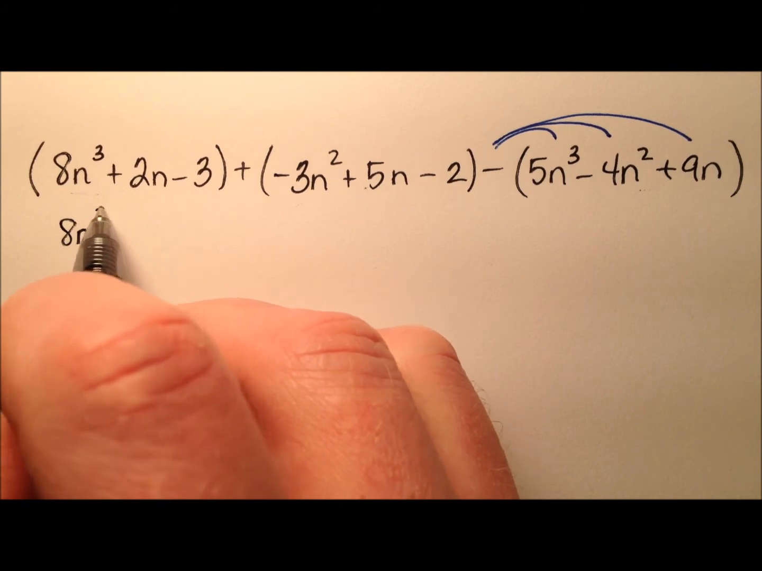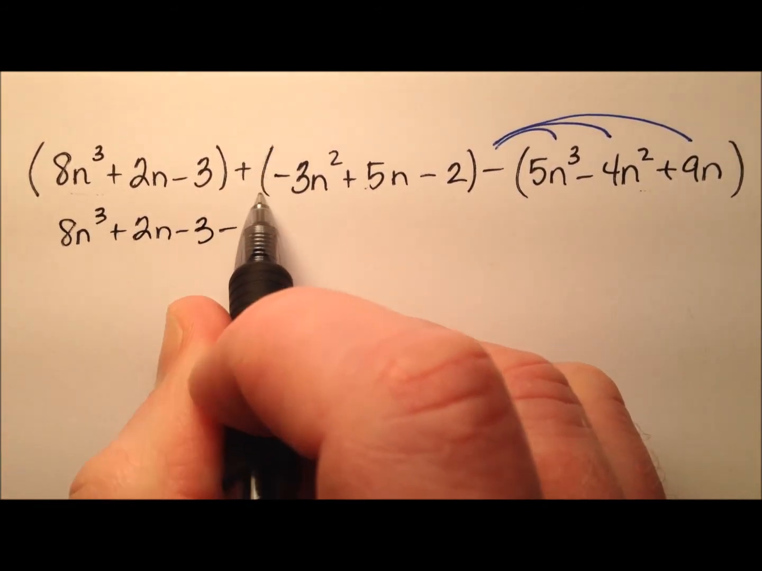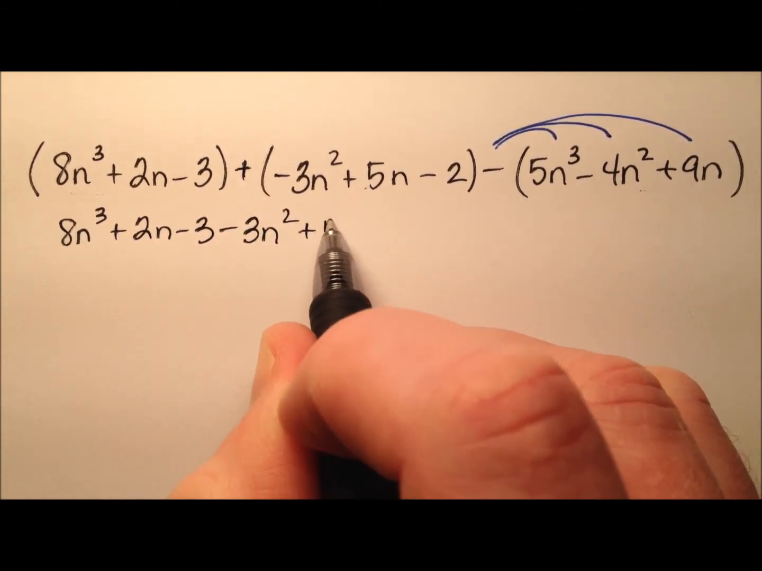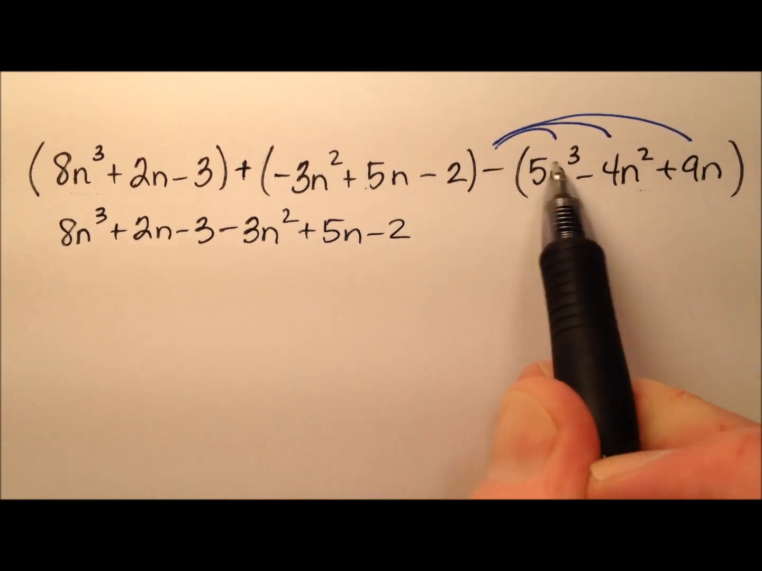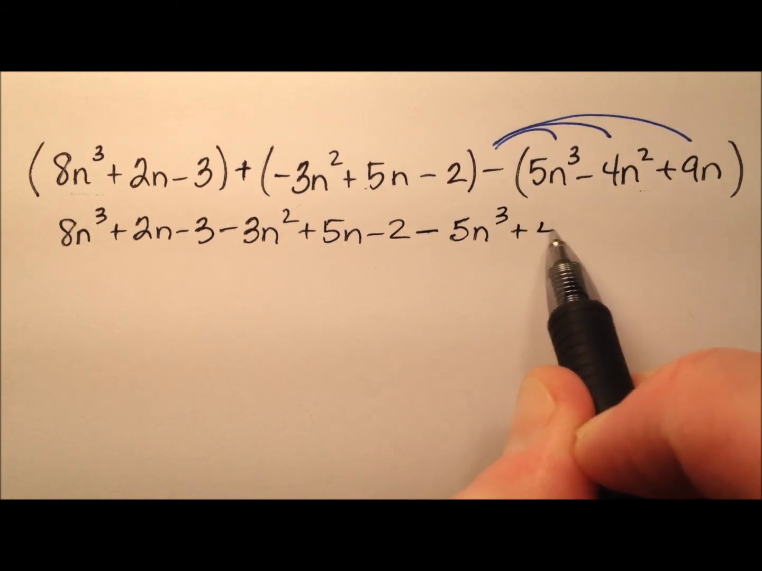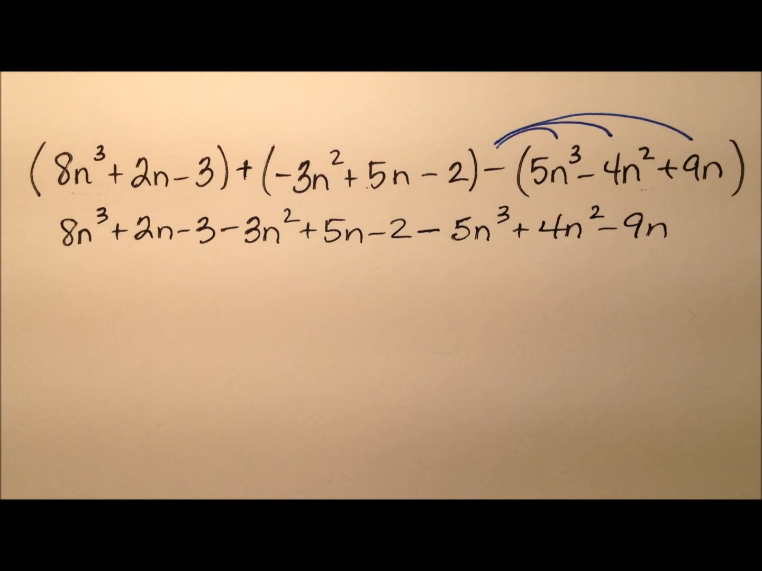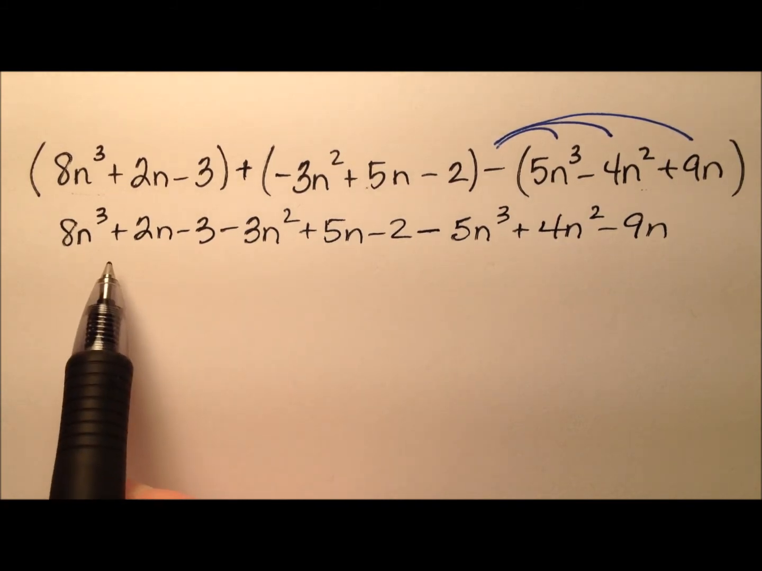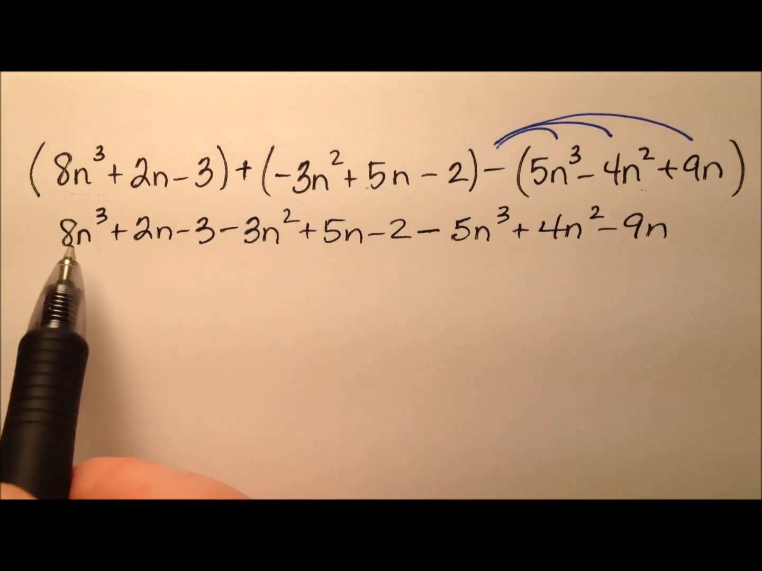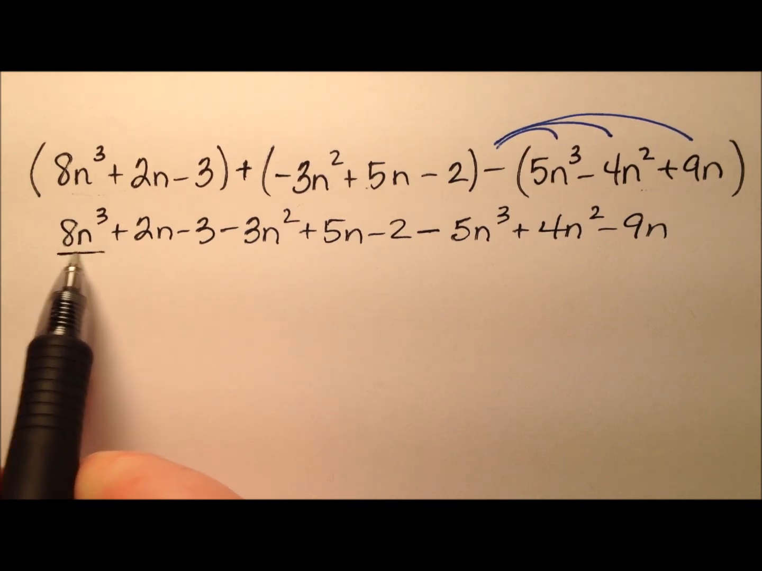So 8n cubed plus 2n minus 3. And then here, we can just lose the parentheses in the addition sign, so it becomes just minus 3n squared plus 5n minus 2. And then when we distribute the negative, negative 5n cubed plus 4n squared minus 9n. All right, so now we have our work cut out for us. Let's go ahead and start with the highest degree term and work our way down so we can write this in standard form. So 8n cubed, the exponent of 3 is the highest degree here, so n cubed.